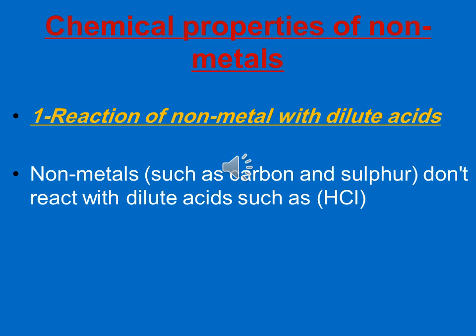Now we will talk about the chemical properties of nonmetals. First, the reaction of nonmetals with dilute acid. Nonmetals like carbon and sulfur don't react with dilute acids such as hydrogen chloride. We said that metals react with the dilute acid and give us hydrogen gas. That's for metals, but nonmetals don't react with dilute acid such as hydrogen chloride. So metals react with dilute acid and give us hydrogen gas, but nonmetals don't react.